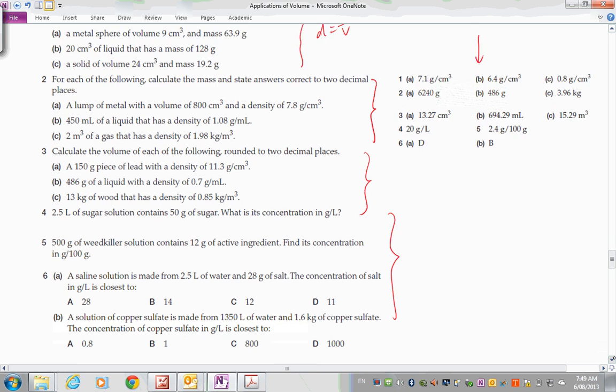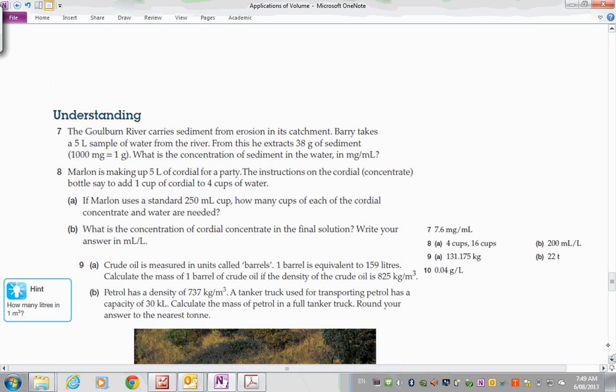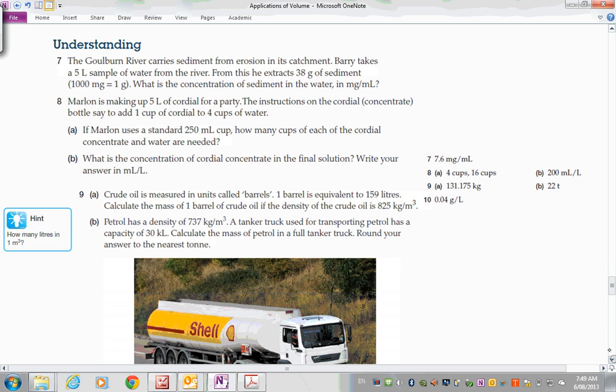Okay, let's come down now and have a look at some harder questions, some understanding questions. A river carries sediment from erosion in its catchment, Goulburn. Barry takes a 5 litre sample of water from the river. From this he extracts 30 grams of sediment. Okay, 30 grams, so 1,000 milligrams is 1 gram. And what is the concentration of sediment in milligrams per mil? So that's the amount of that over the volume.